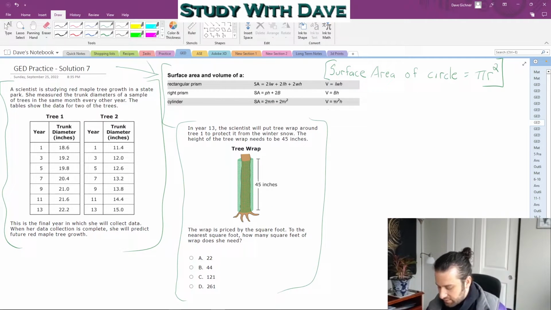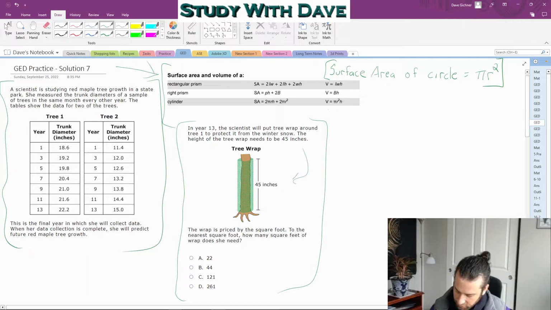In year 13, the scientists will put tree wrap around tree 1 to protect it from the winter snow. The height of the tree wrap needs to be 45 inches, and they've drawn us a nice picture here of what it's supposed to look like. So the wrap is priced by the square foot. To the nearest square foot, how many square feet of the wrap does she need? So how many square feet do we need to purchase to wrap this tree, and then we need to round to the nearest square foot.